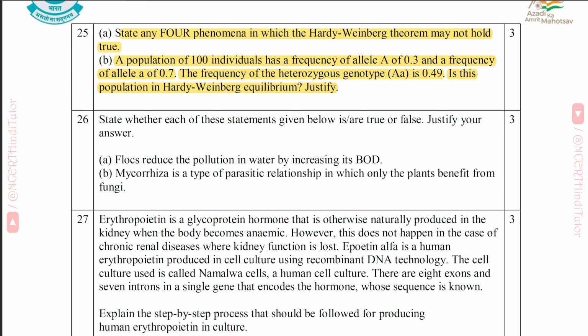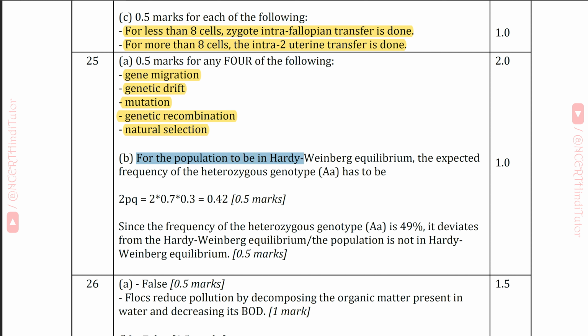Justify. Answer. For the population to be in Hardy-Weinberg equilibrium, the expected frequency of the heterozygous genotype Aa has to be 2pq, which is equal to 2 into 0.7 into 0.3, which is equal to 0.42. Since the frequency of the heterozygous genotype Aa is 49%, it deviates from the Hardy-Weinberg equilibrium. The population is not in Hardy-Weinberg equilibrium.